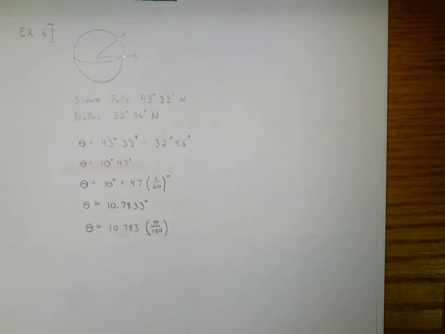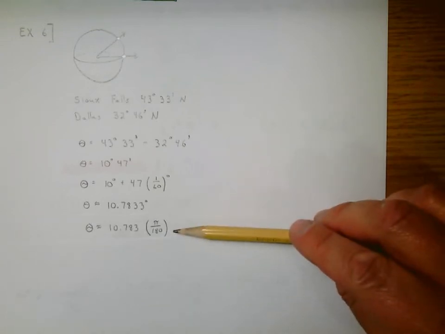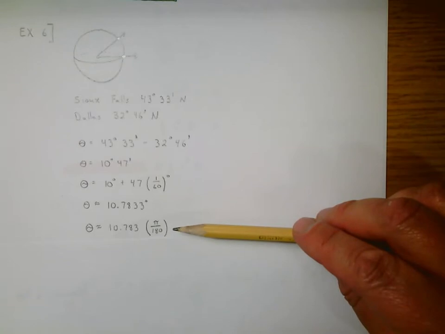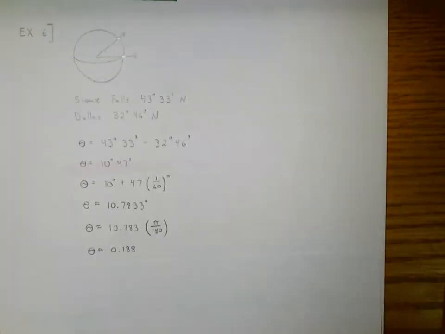And then I'm going to convert that into radians using the conversion factor we just practiced over and over. So the angle between my two cities is about 188 thousandths of a radian, right? 0.188 radians. Now we're going to be able to go pretty quickly.